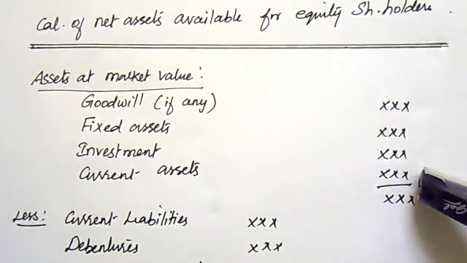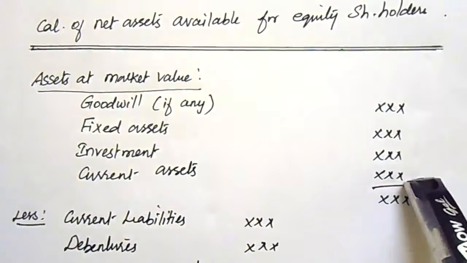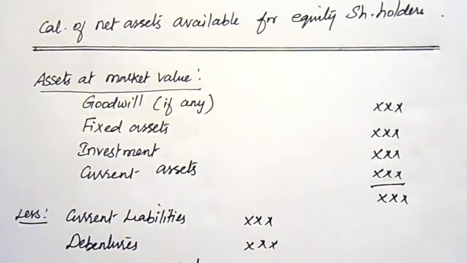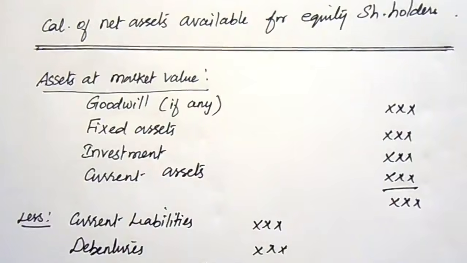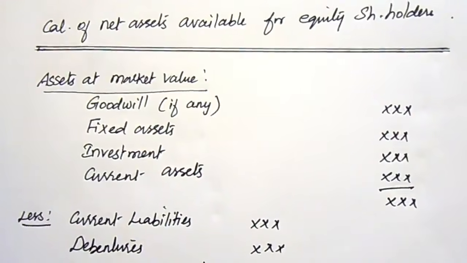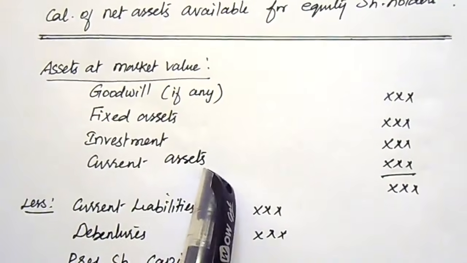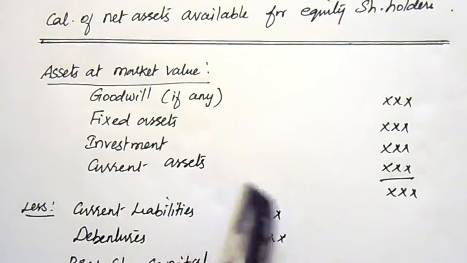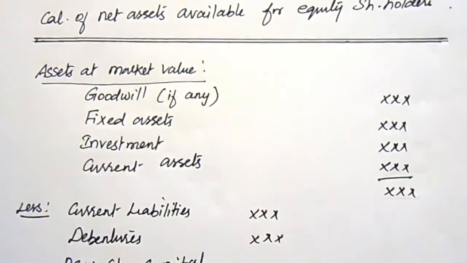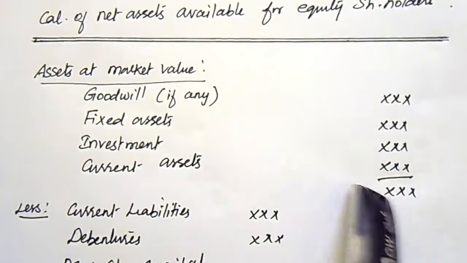The next one is current asset. Current assets are all assets which can be easily converted into cash within 1 year. That is stock, debtors, bills receivable, cash in hand, cash at bank. These are all called current assets. While you take debtors, just see the adjustment. If there is any bad debts, that should be subtracted from the debtors, and the remaining amount can be taken into consideration.